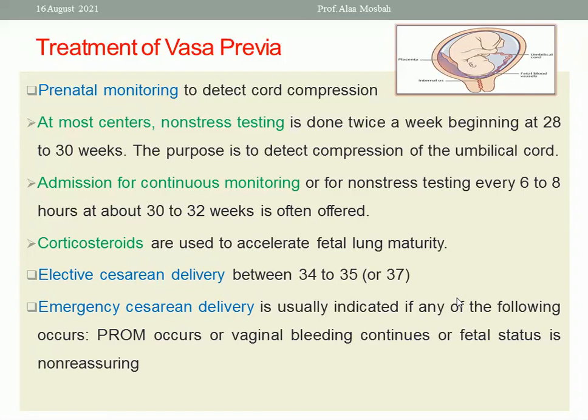Don't forget to give the patient corticosteroid to enhance fetal lung maturity. Then you can do elective cesarean section between 34 to 35 or 34 to 37 weeks. There is controversy about this. Okay, this is as regards the planned or elective cesarean delivery. But you may need emergency cesarean delivery at any time if premature rupture of membrane occurs, or vaginal bleeding occurs, or fetal status with non-stress test is non-reassuring.